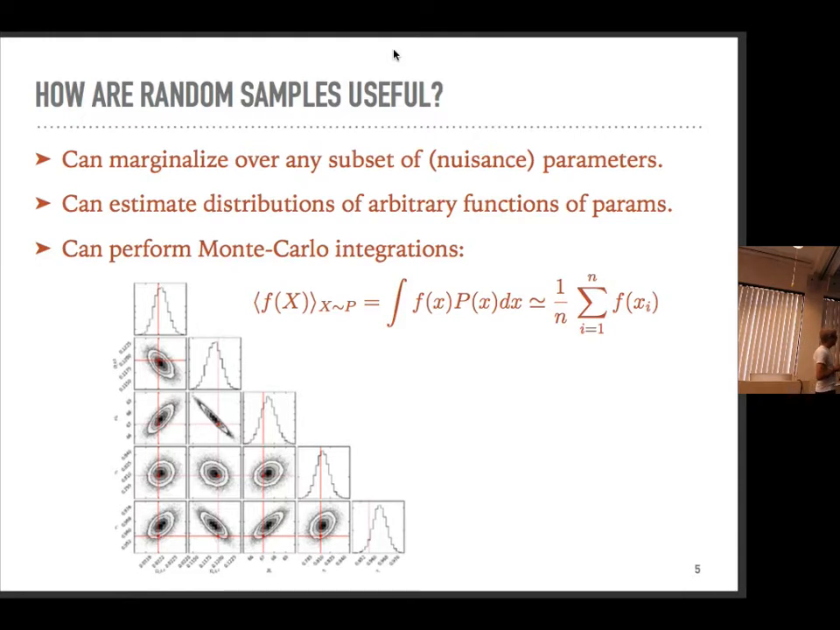Although it's hard to plot more than 2-point correlations, like the scatter plots we're showing, the samples encode the full n-dimensional correlation. So anything that you can calculate, you can derive from this sample. Marginalization is trivial. Each histogram is marginalizing over the other 4 parameters. Each scatter plot is marginalizing over the other 3 parameters.